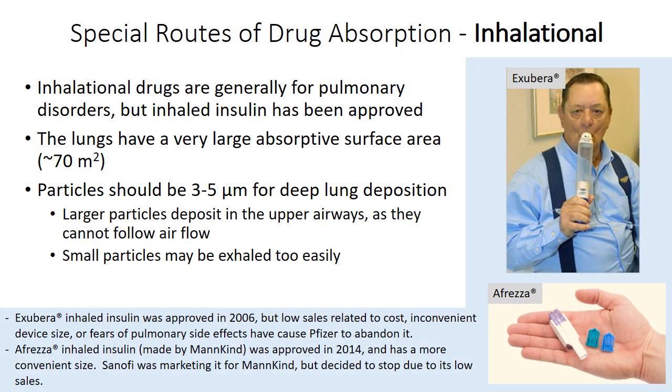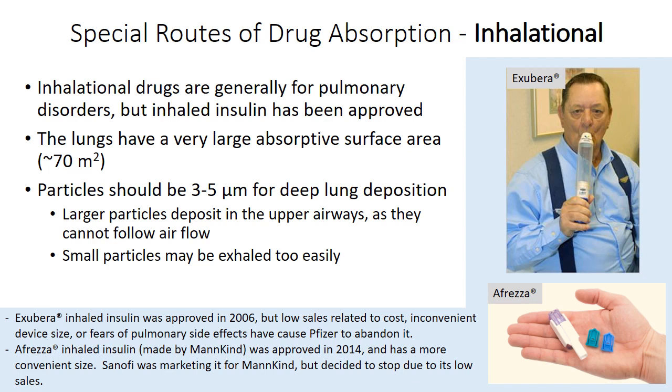So the next route is inhalational. Inhalational drugs, of course, are usually for pulmonary disorders, and the typical example is an inhaler for asthma. However, inhaled insulin has been approved. It hasn't been widely used, but it's still a groundbreaking invention because insulin is a peptide, a small protein, which means it's much larger than most small molecule drugs. To get that absorbed through the pulmonary route, the epithelium in the lungs, not the nasal mucosa, is quite challenging because you're not putting it directly into the blood and it has to cross that membrane.